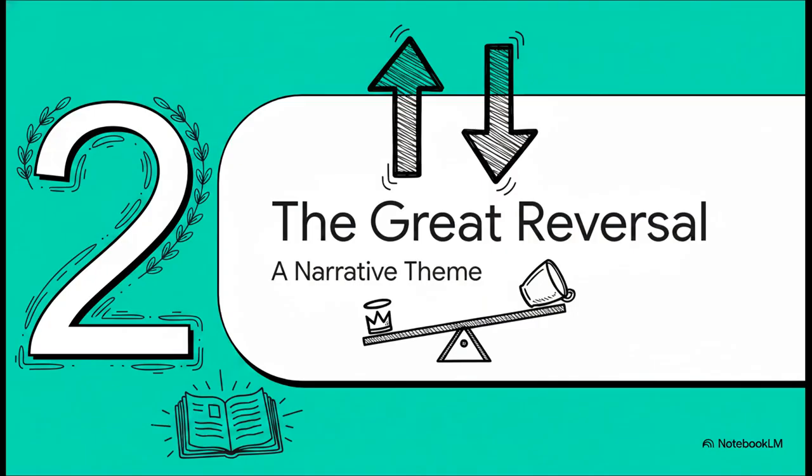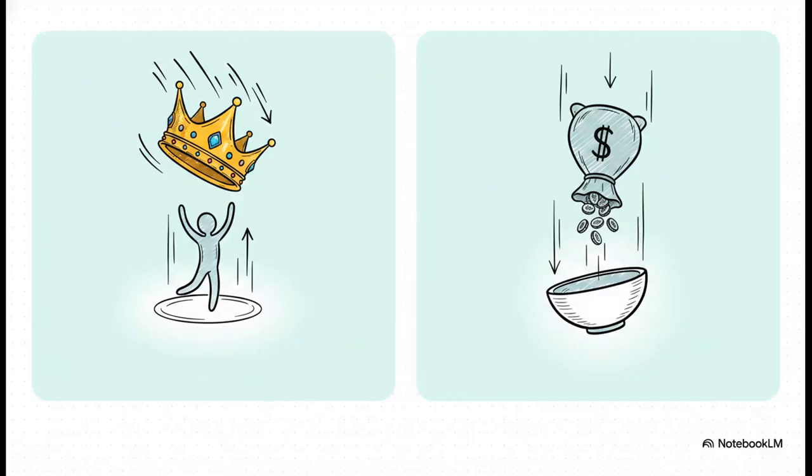Section 2. The Great Reversal, a narrative theme. This establishes the core thematic thesis of the entire text, the Great Reversal. And this brilliantly illustrates how the narrative repeatedly contrasts elevating the marginalized with bringing down the powerful. Take a look at the contrast.